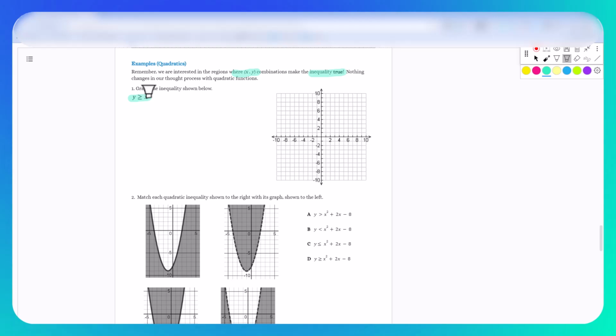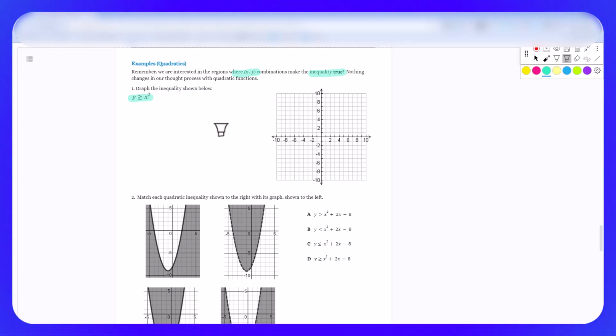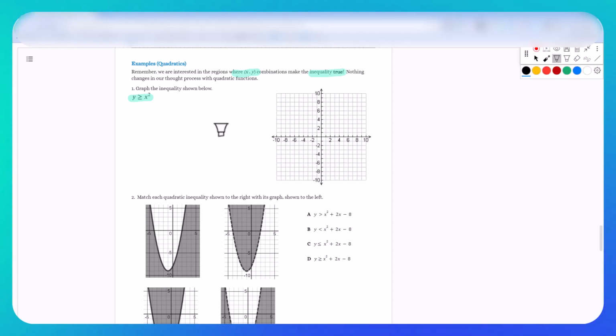So let's start by graphing the quadratic inequality y greater than or equal to x squared. Well, we know that x squared is now the boundary line. So we have to graph that first. We also have to decide if it's a solid line or a dashed line. Because this is greater than or equal, we know it's a solid boundary line. So let's start by creating a quick table of values so that we can get a few ordered pairs to graph for this.